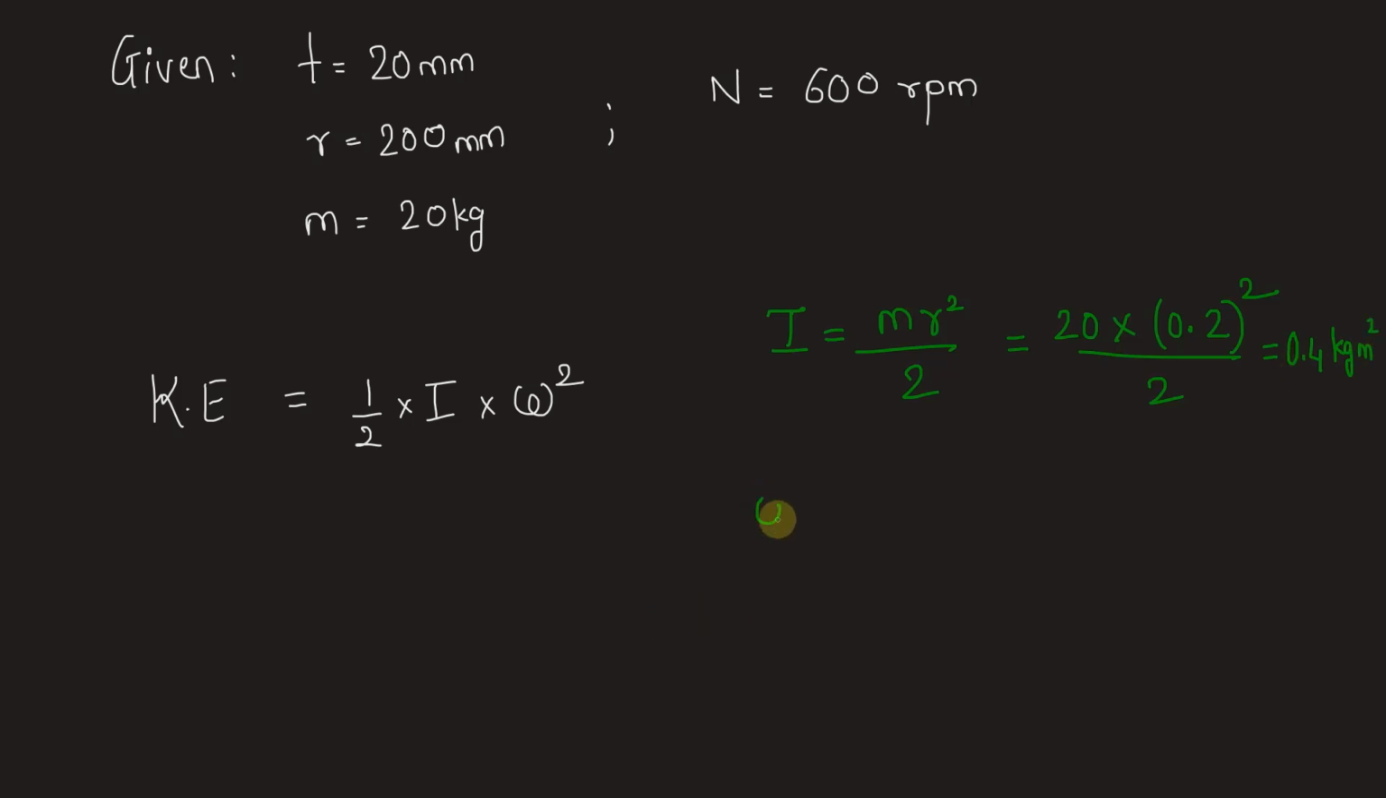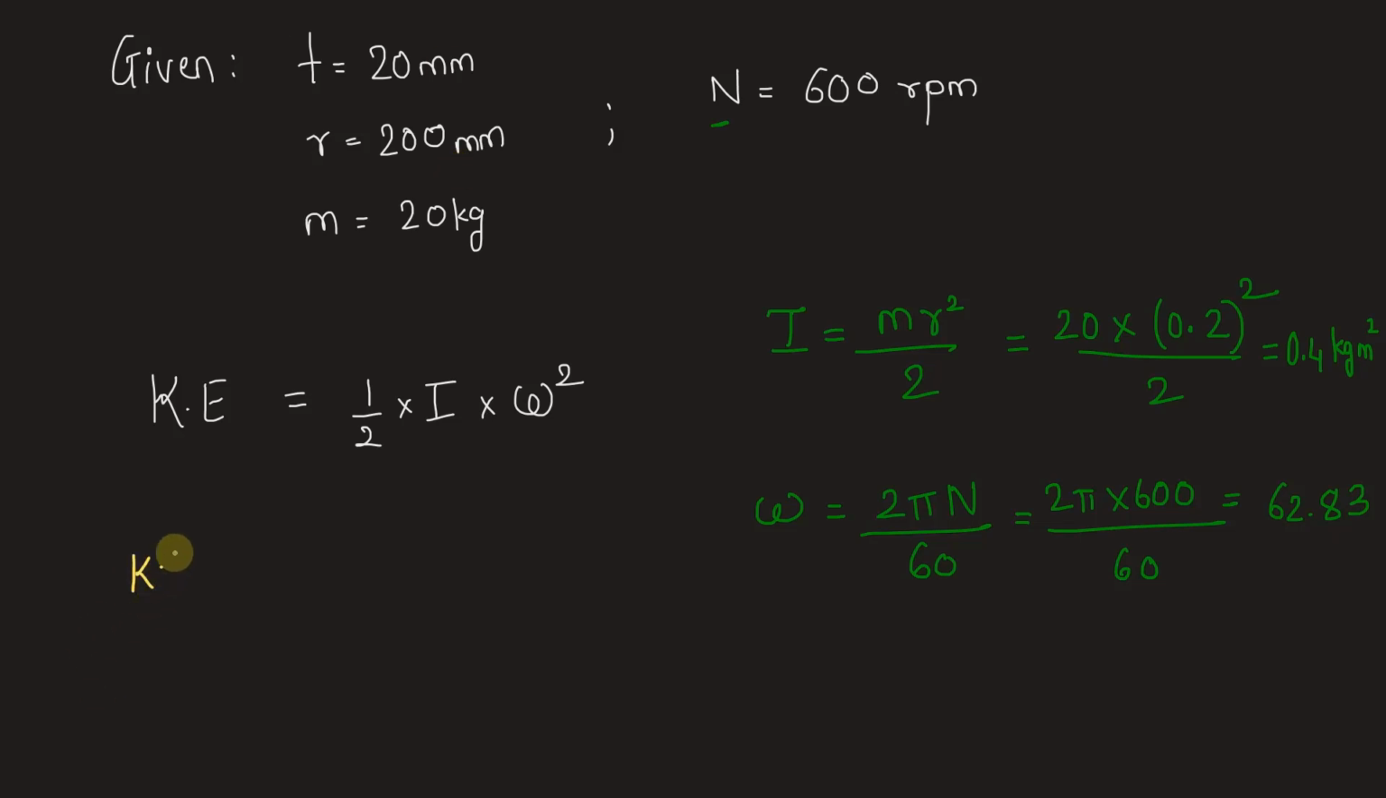Now we need to find the angular velocity omega. We know the rpm is 600, so we can find omega using 2 pi N by 60. N by 60 is f, that is the revolutions per second, and 2 pi f gives us omega. This will be equal to 2 pi into 600 by 60, which is nothing but 20 pi. 20 pi when calculated comes out to be 62.83.